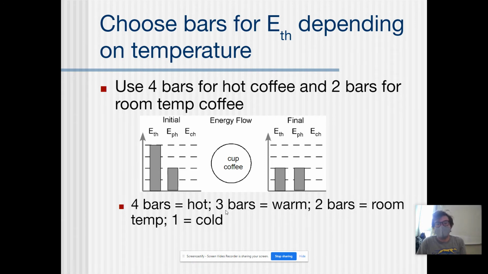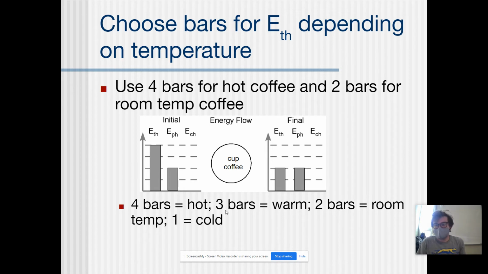If we're talking about something that's hot, we're going to give it 4 bars of energy. If something is warm, we're going to give it 3 bars. If something is room temperature, we're going to give it 2. And finally, if something is cold, we're going to give it 1 bar of thermal energy. Now, these aren't necessarily hard cutoffs. These are just kind of giving us an idea of how much energy something has.